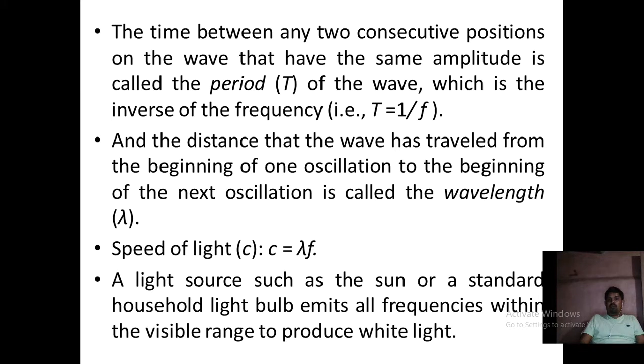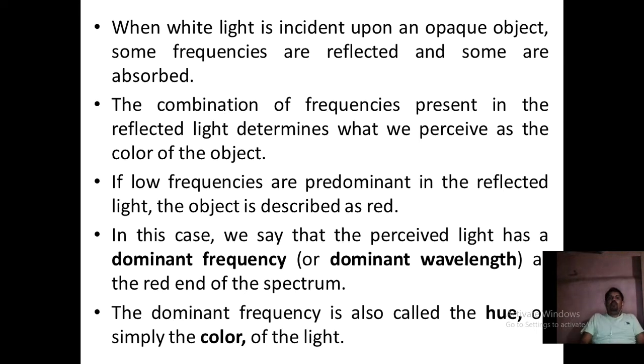That's why we are able to see light as white light, because all colors are mixed with equal frequency in that light, whether it is from the sun or from a bulb. All light frequencies are mixed equally. That's why the equal mixture of all colors gives white light, right? This is white light. When white light is incident upon an opaque object, some frequencies are reflected and some are absorbed.